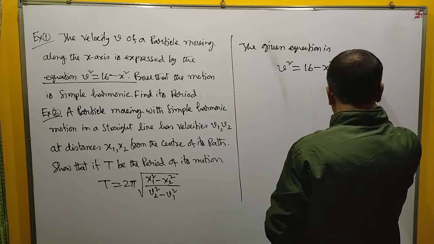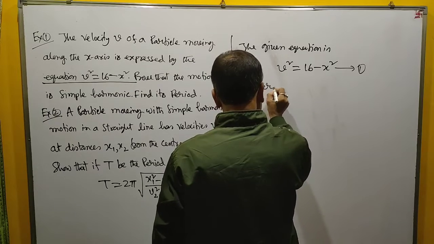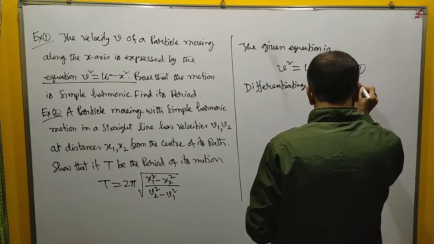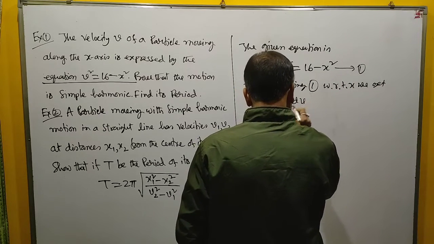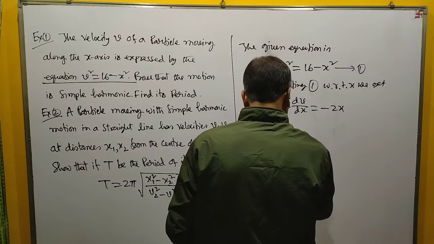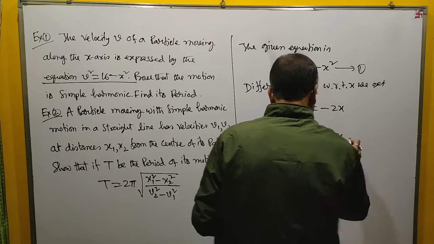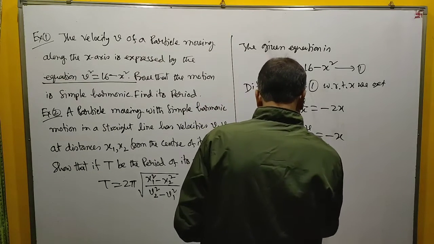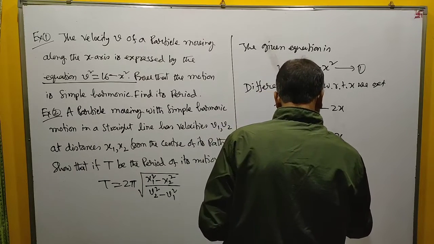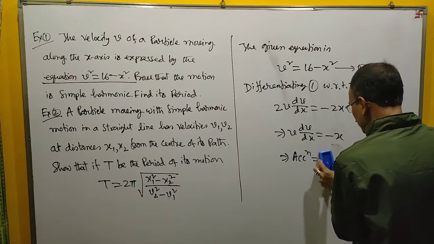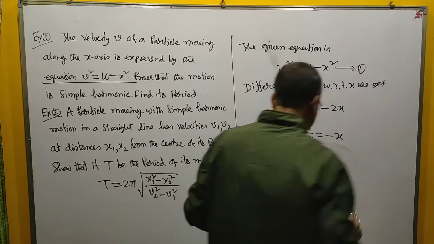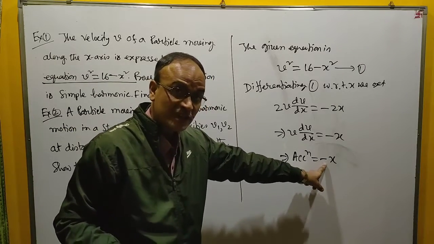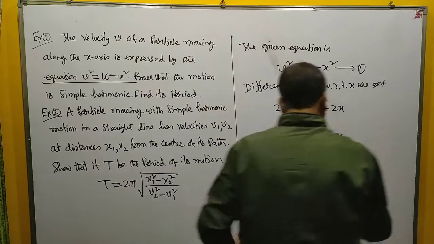Now, differentiating with respect to x, we get twice v dv by dx equal to minus twice x, or v dv by dx equal to minus x. This means acceleration equal to minus 1 into x. Acceleration is equal to minus x. This means that the motion is simple harmonic with time period twice pi by root mu, that is twice pi by root over 1.